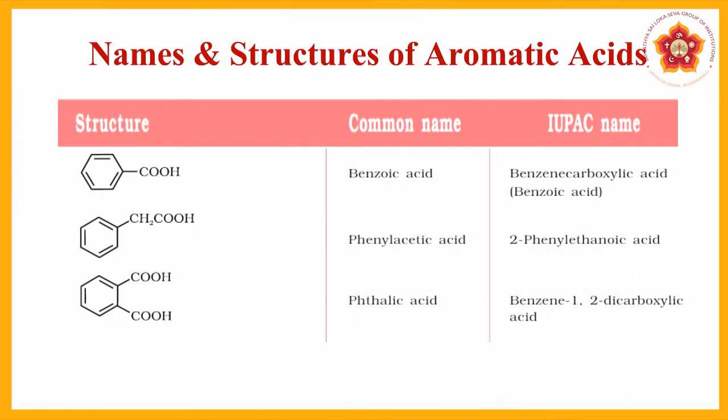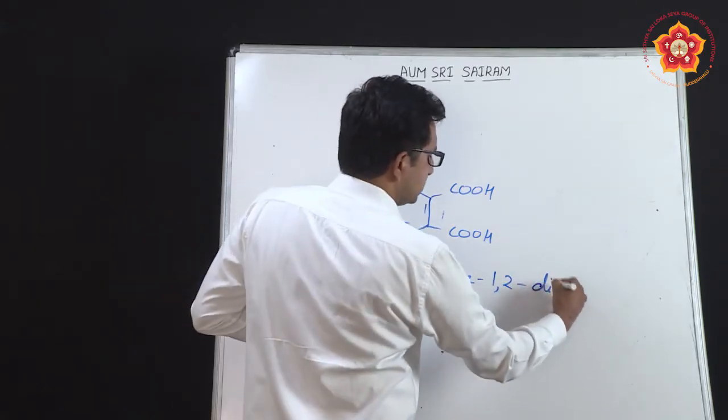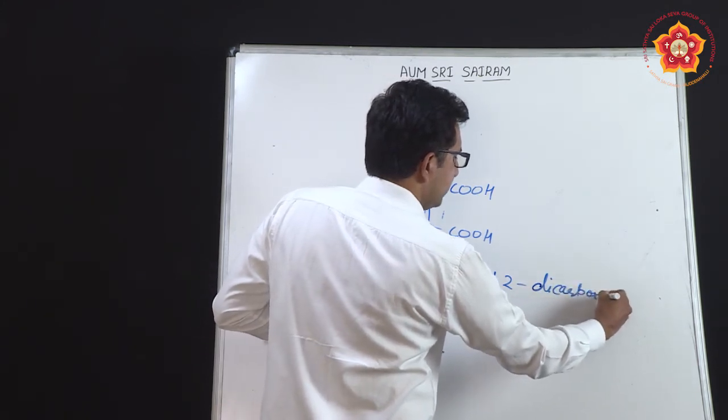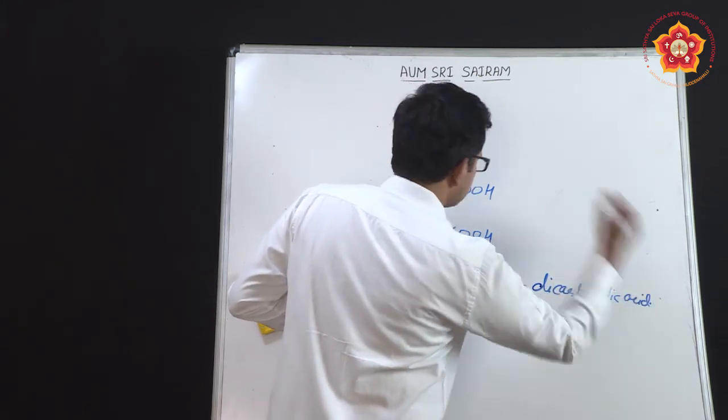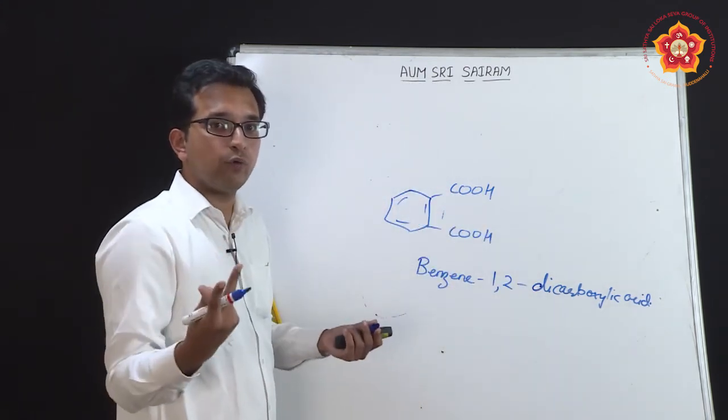The common name is phthalic acid, but then how do you get the IUPAC name of this compound? This is how I write the compound, where the COOH groups are present and benzene is the parent here. I will write it as benzene hyphen 1, 2, because this has to be considered as the first carbon and second carbon. So in these cases, these compounds can be considered as benzene-1,2-dicarboxylic acid. Benzene, first and second carbon carboxylic acid, and because there are 2, we have to name it as di.